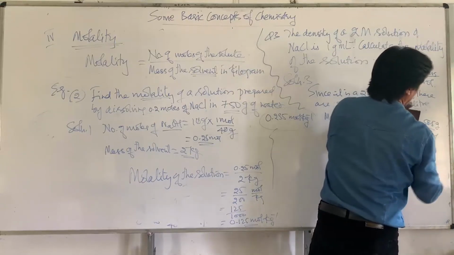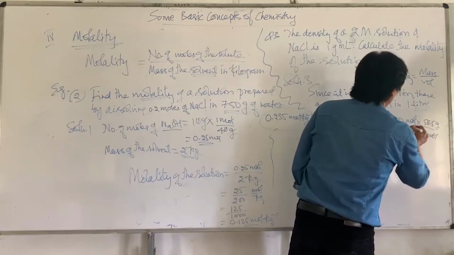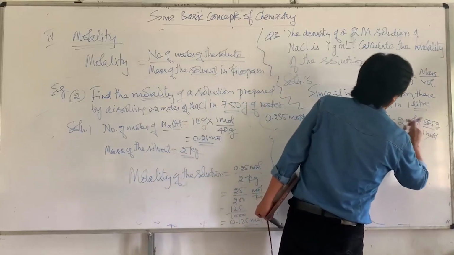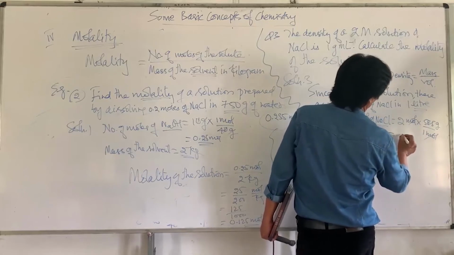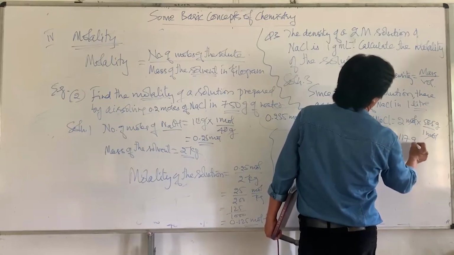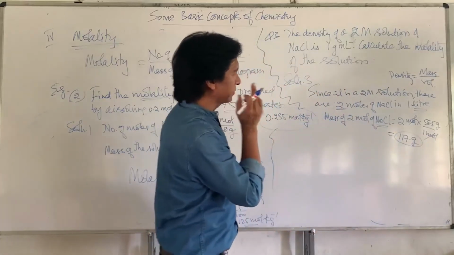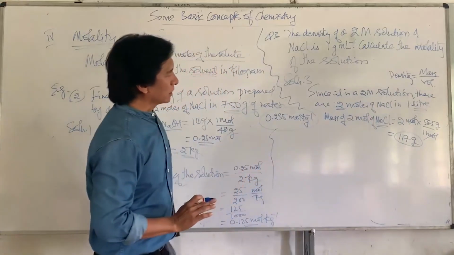Mole and mole get cancelled finally. It becomes a unit factor. Mass in terms of grams is going to be double this, so it is going to be 100, I think it is 117 grams, right? So this is the mass of NaCl in your solution now.